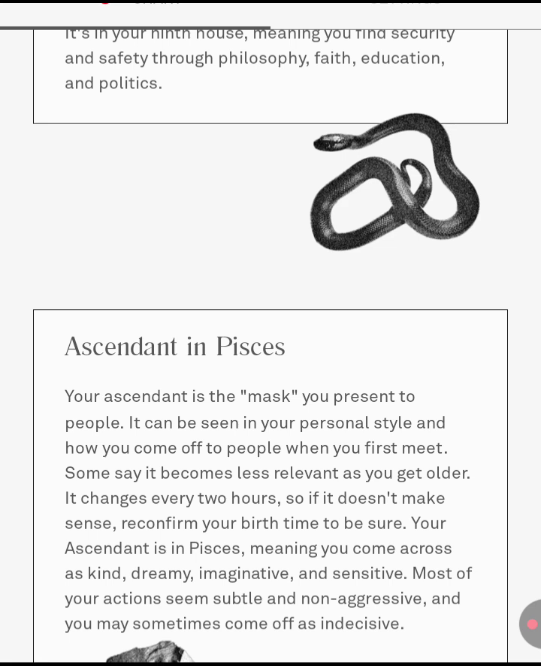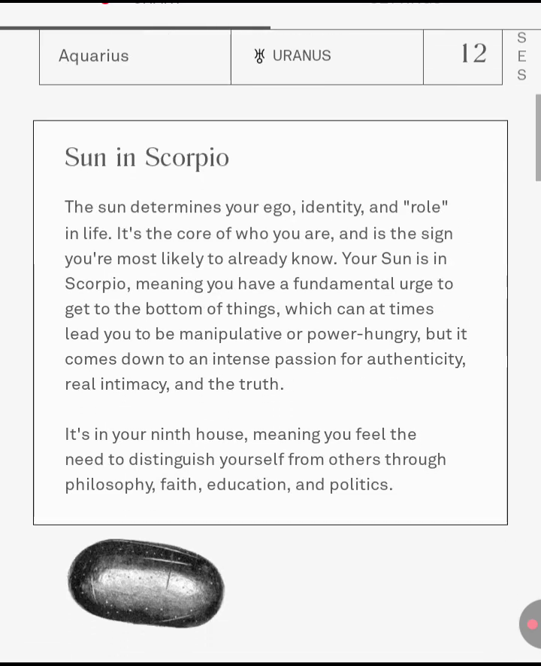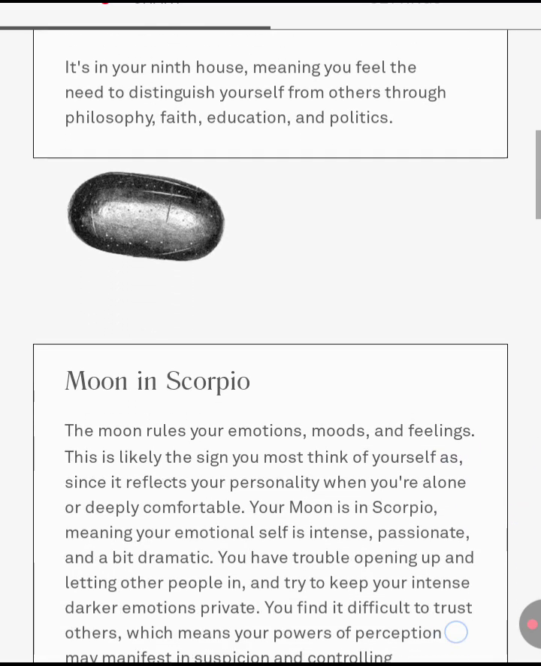In fact, if you don't have your chart rectified, or even if you feel like you do, it's always very important to double check that if you want to get deep into astrology. But anyway, as I was saying, according to this, not only is the description of an ascendant wrong, but it's saying that they are a Pisces. It is also saying that their moon and their sun is in Scorpio.